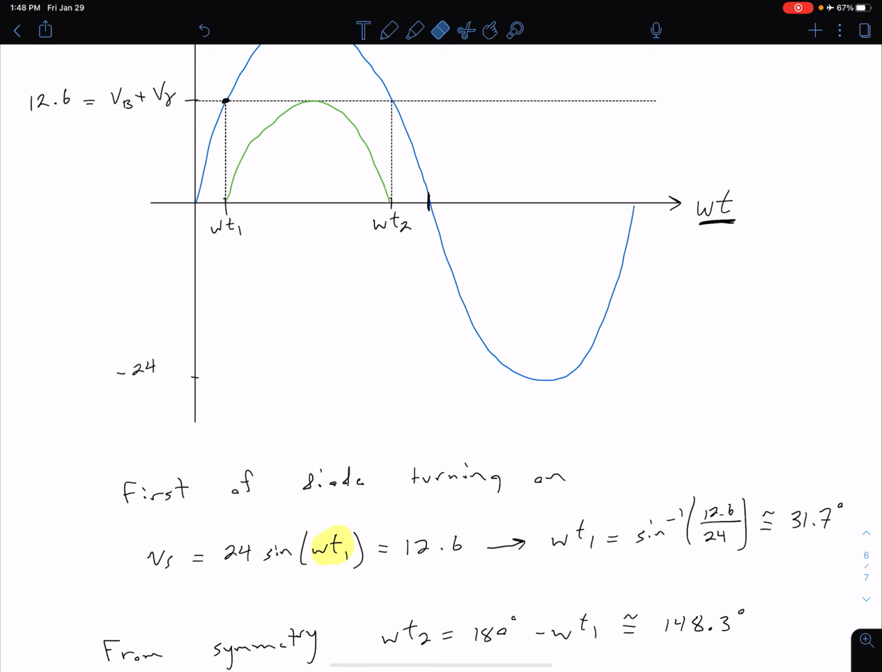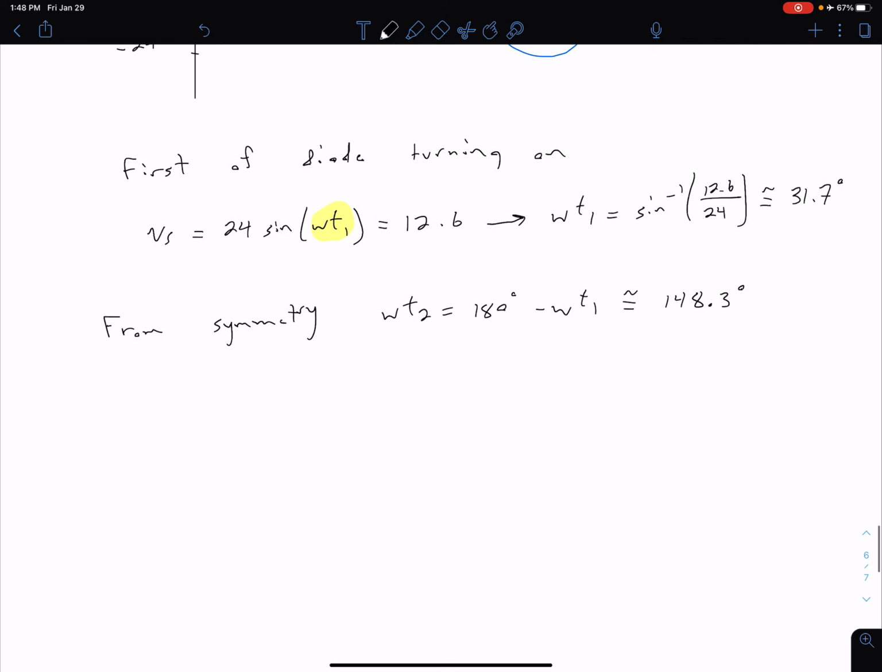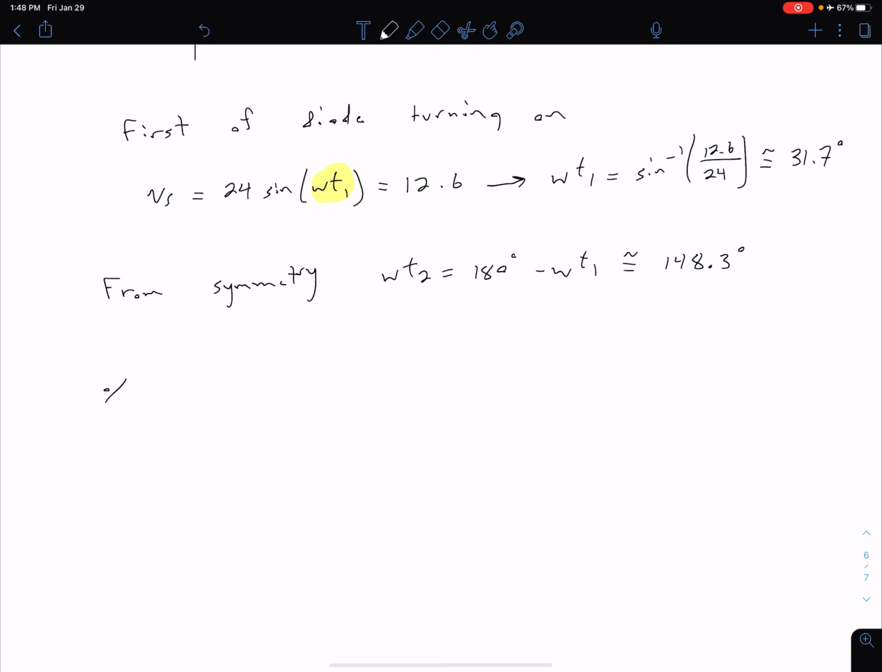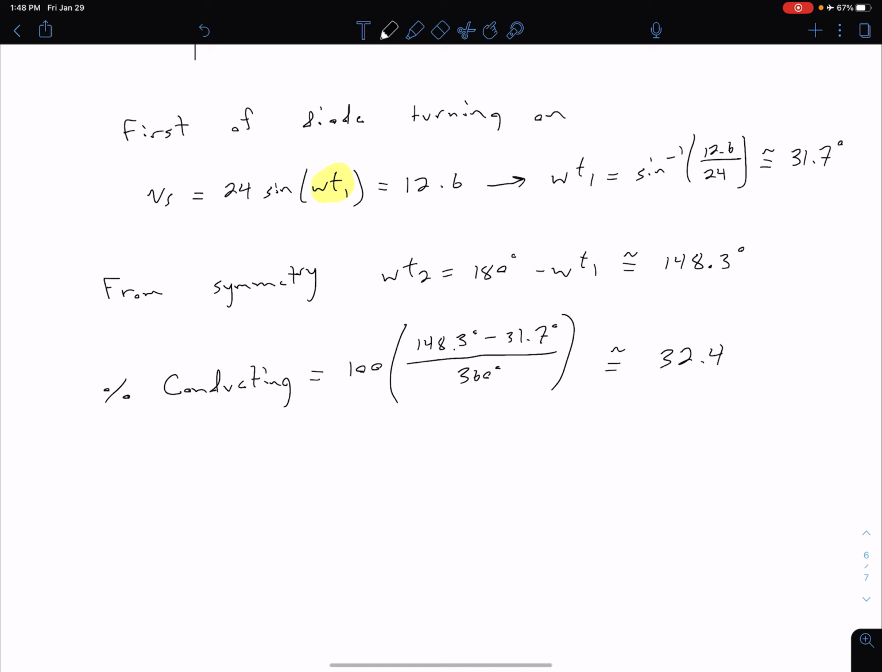All right, so now that we know the distance between omega t1 and omega t2, we can say that distance divided by 360, which is the distance of a whole cycle, gives us the percent of the cycle that the diode is on. So we can say our percent conducting is going to be 100, to make it a percent, times the difference in those two angles, 148.3 minus 31.7 degrees, divided by the full cycle, which is 360, and we get approximately 32.4%.